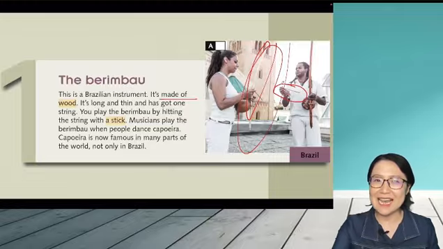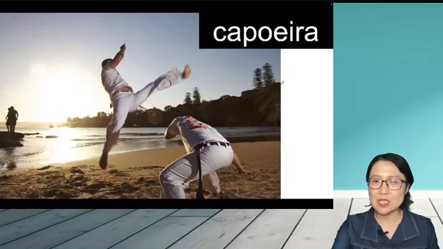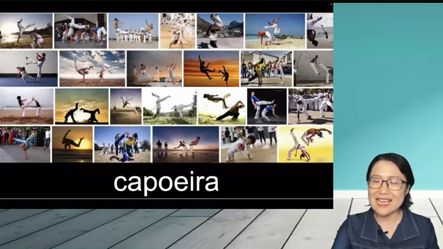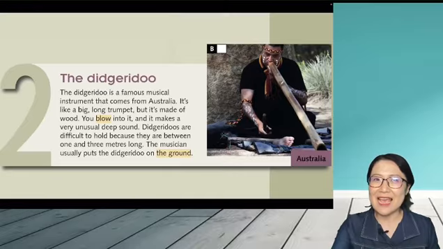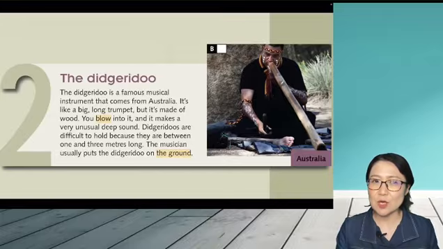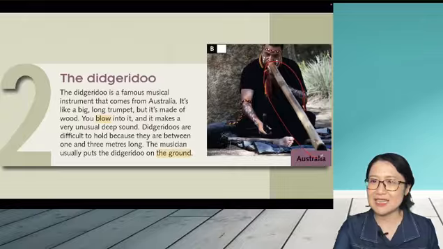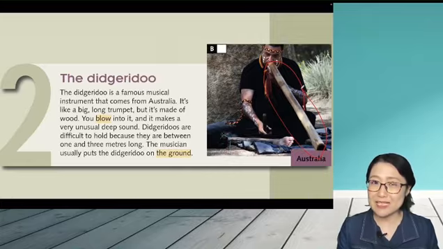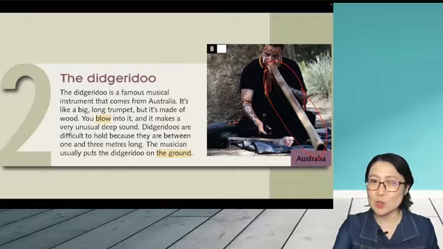Alright, and now let's take a look at the next one. Okay, so you see this is the capoeira. And now let's take a look at number 2, the didgeridoo. The didgeridoo is a famous musical instrument that comes from Australia. So do you know what is didgeridoo? Didgeridoo is a kind of musical instrument like this, right? So it is very famous. And where is it from? So in the passage we know it is from Australia, right?